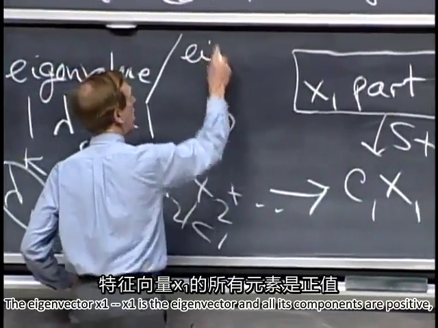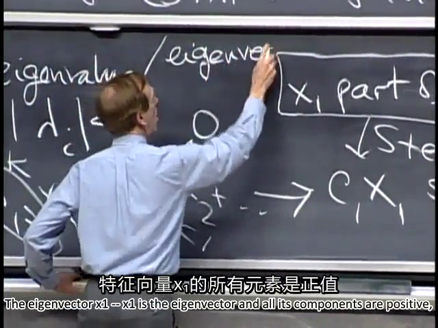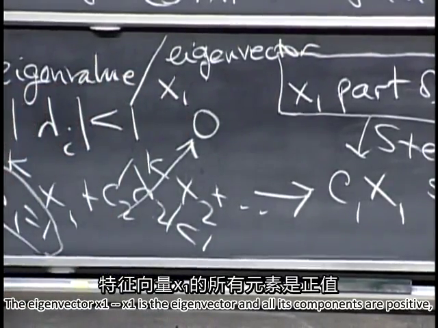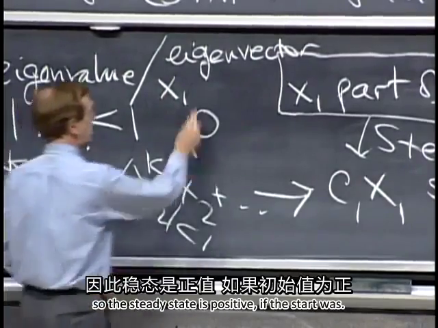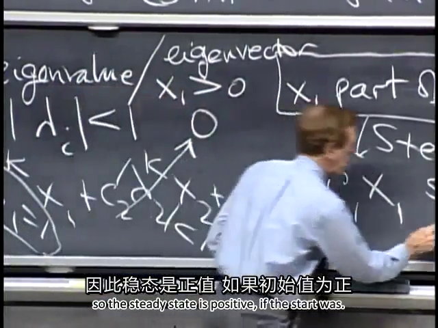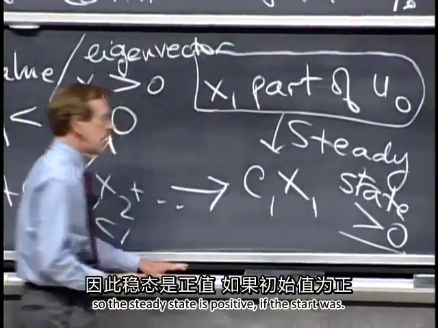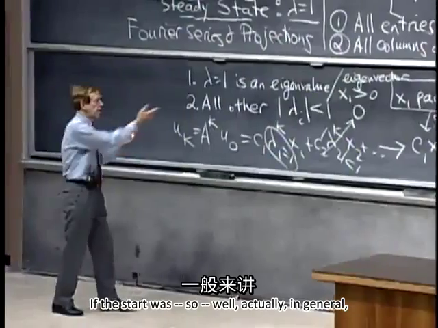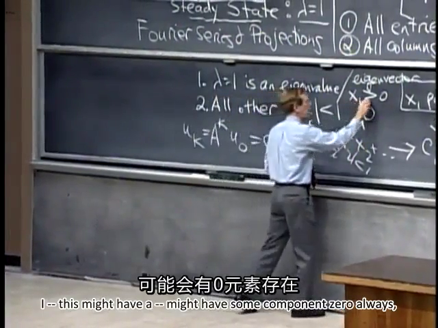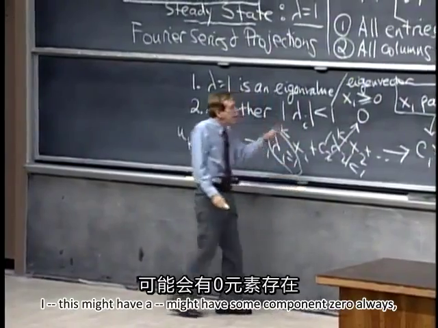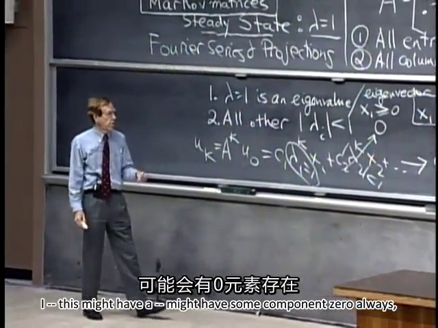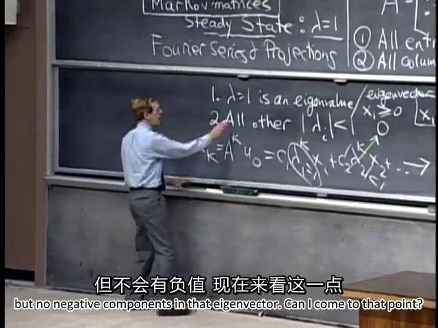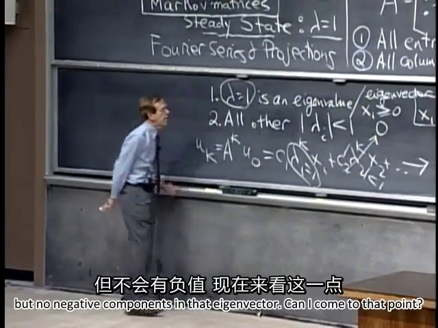The eigenvector x1 is the eigenvector, and all its components are positive. So the steady state is positive, if the start was. Well, in general, this might have some component 0 always, but no negative components in that eigenvector. Okay, can I come to that point?